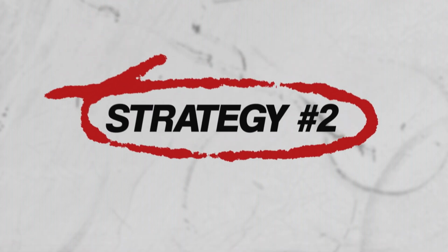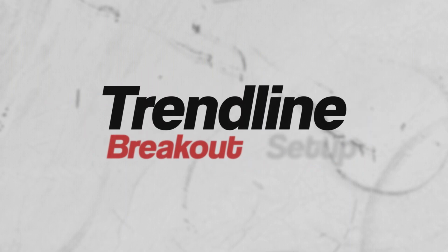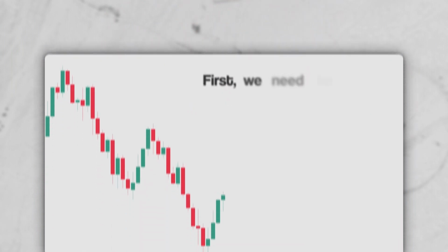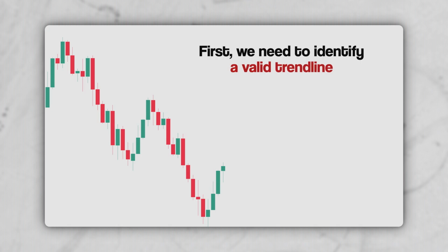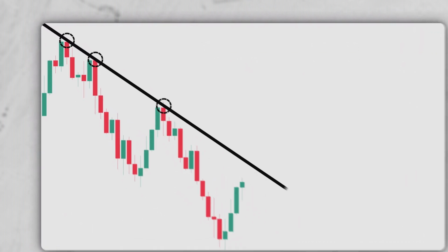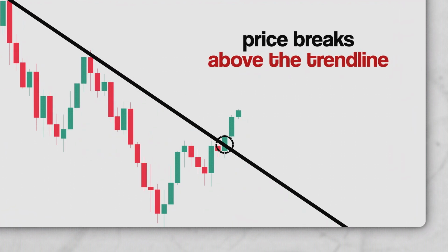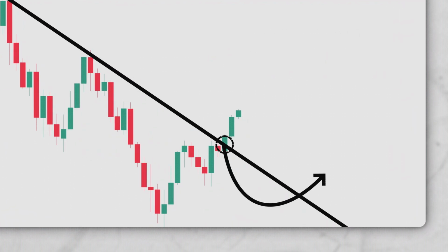Now I want to show you another strategy that I use, one that can potentially generate even more profit. In this strategy, we trade the trend line breakout. First, we need to identify a valid trend line. On this chart, we can see multiple swing highs forming a descending trend line. After that, price breaks above the trend line, which signals a potential trend reversal.